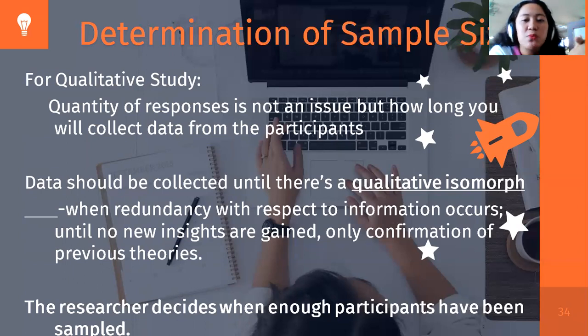That's the difference between the quantitative and the qualitative study, because in quantitative you need to respect the quantity of responses, while in qualitative you need to respect the quality of the responses. So the researcher decides when enough participants have been sampled.